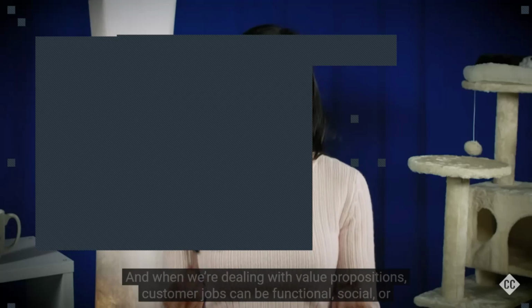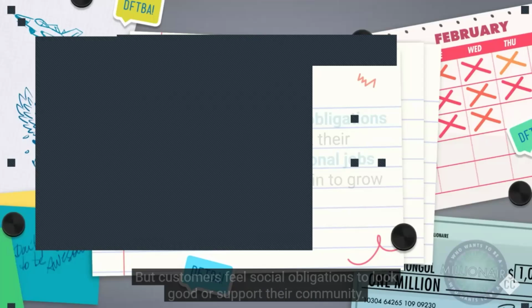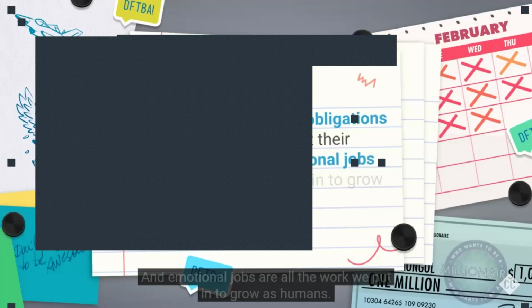All these questions paint a picture of who we're dealing with and give us a peek at their jobs. And when we're dealing with value propositions, customer jobs can be functional, social, or emotional. Functional jobs are what we traditionally recognize as work that pays the bills. A big mistake when writing a value proposition is only focusing on the functional jobs of our customers. But customers feel social obligations to look good or support their community. And emotional jobs are all the work we put in to grow as humans.